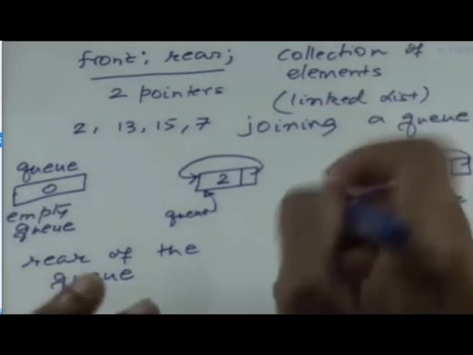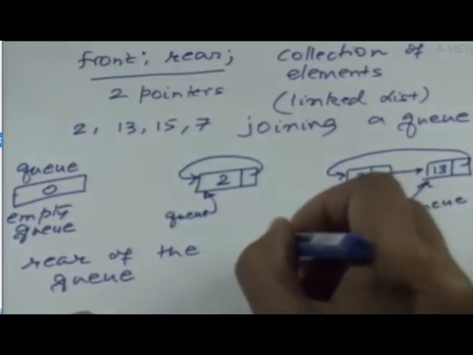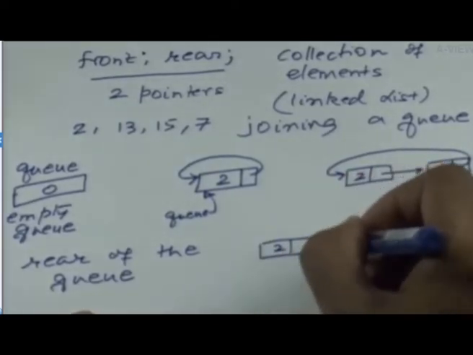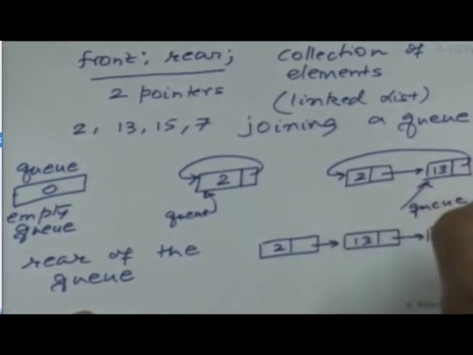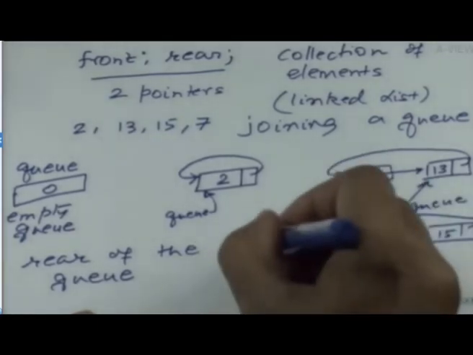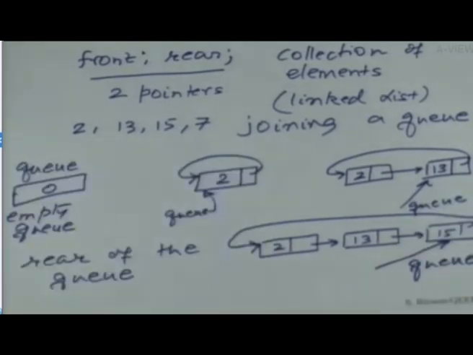Okay, let me continue. The next time when 15 also joins the queue, I have 2 here. The next element to come was 15 last time. This time 15 has come. The next element to 15 is 2 back, and I only know the address of this element, which is 15, which is the last element in the queue.